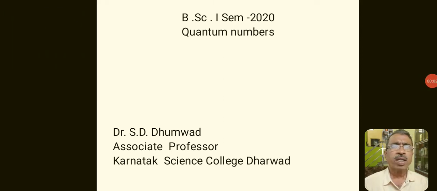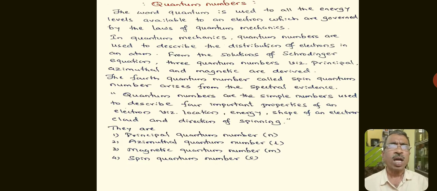Dear students, today let us study the topic quantum numbers. In the earlier class, we studied the significance of psi and psi square. Psi is a wave function which gives the amplitude of the wave, which does not have much significance, and psi square gives the probability of finding the electron, which gives an idea about the orbitals.